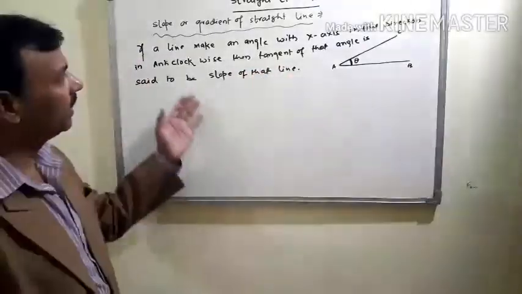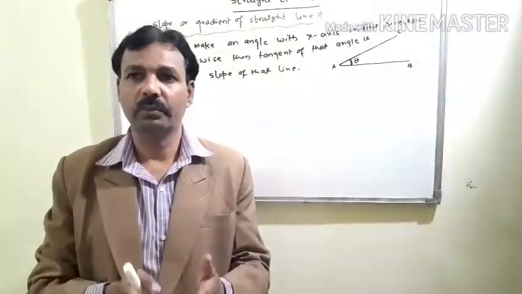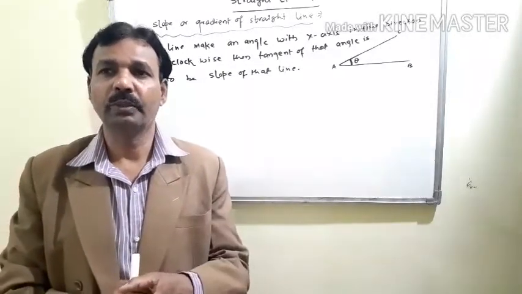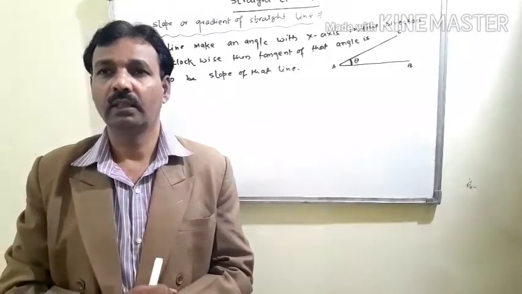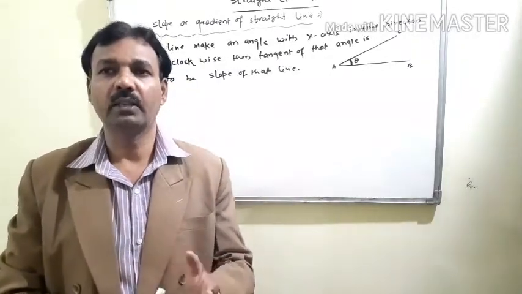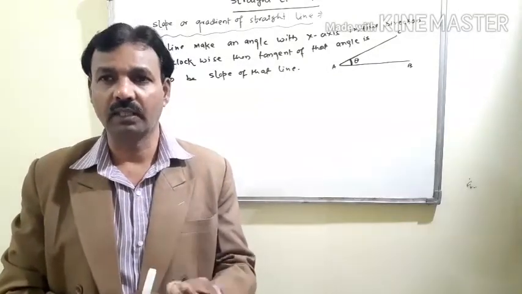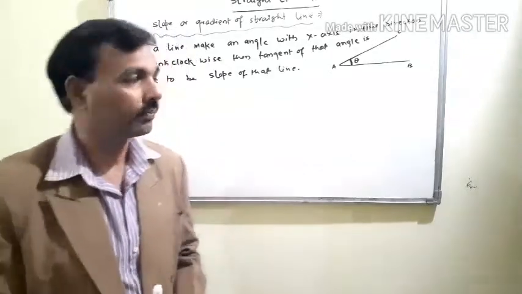Now you should be clear on this definition. The angle should always be formed with the x-axis. The angle should be in the positive direction with the x-axis, and the angle should be anti-clockwise. That means the movement of that line from the x-axis should be in the anti-clockwise direction.